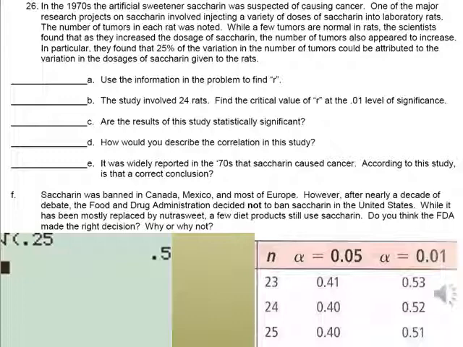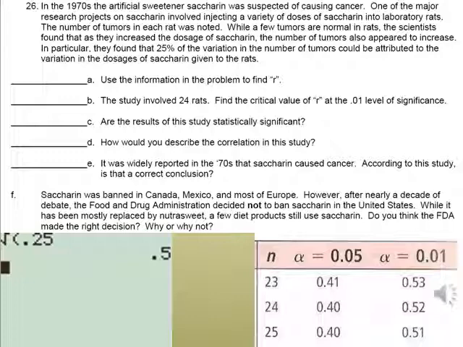The calculated number we got was 0.5. That's a little bit less than 0.52, and that's why no, this was not a significant result. So, yeah, the critical value is 0.52 on part B, and part C, no, it is not significant.